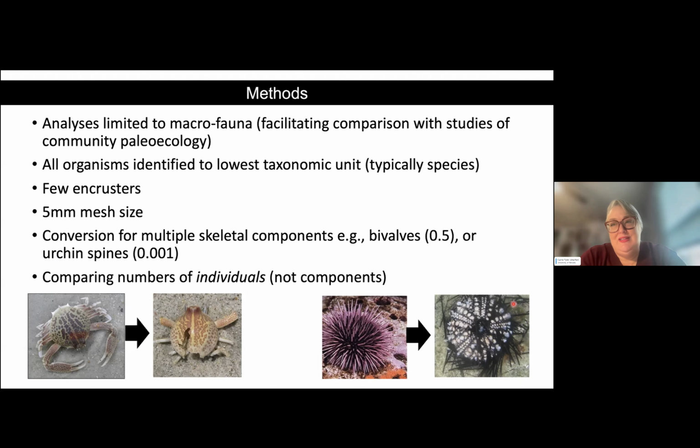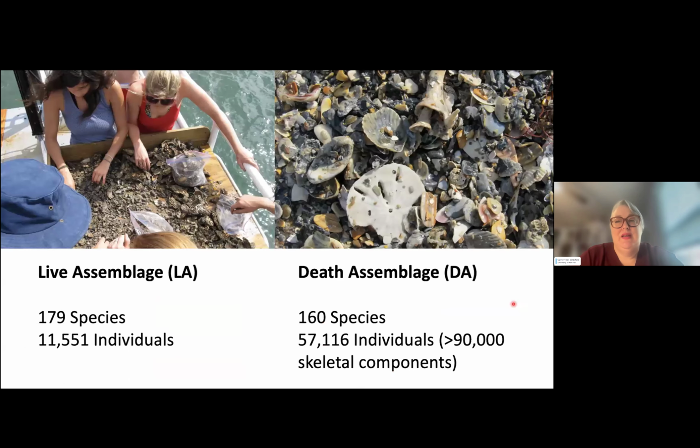Some of those conversions are easy. A crab only has 2 kilo, for example. How many spines are on an urchin? That's a philosophical question almost. So we tried to very conservatively estimate to make those adjustments. So again, here we're comparing numbers of individuals, not numbers of components.